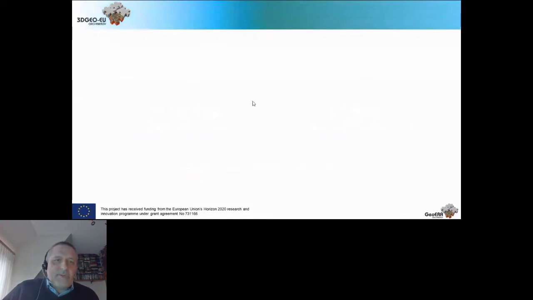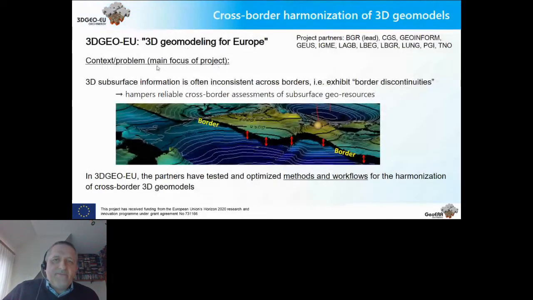That stands for 3D Geomodeling for Europe. The main focus of the project is the context that 3D subsurface information is often inconsistent across borders. That means it exhibits so-called border discontinuities. This image here is an example of such a border discontinuity in regard of the depths of one geological horizon. You can see along the border there is a discontinuity. There it doesn't fit. There is a difference. It could be a few hundred meters.